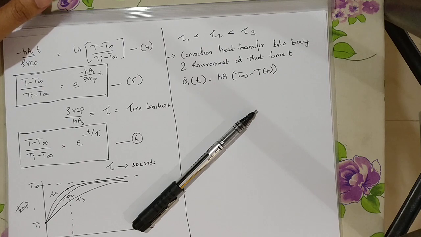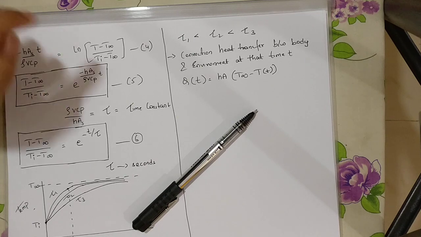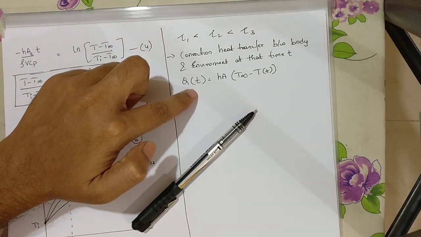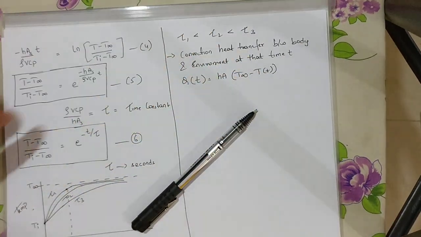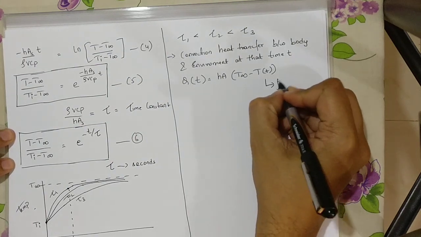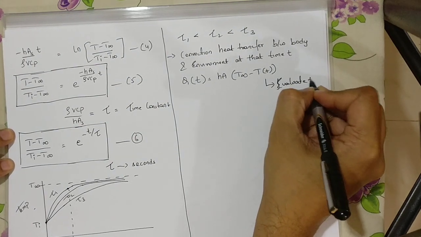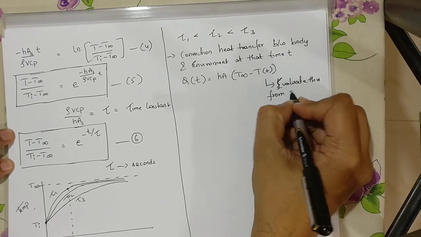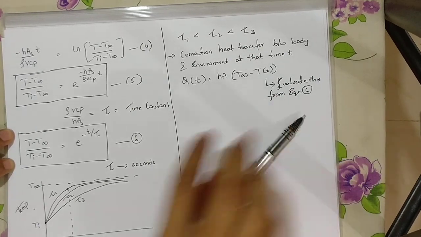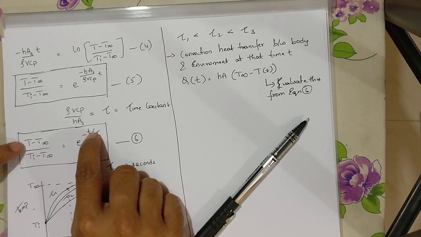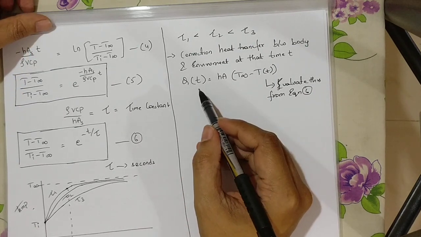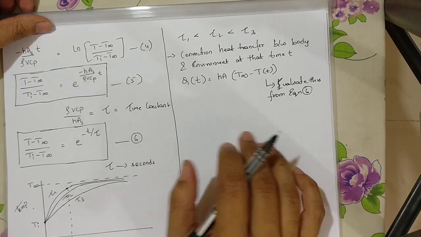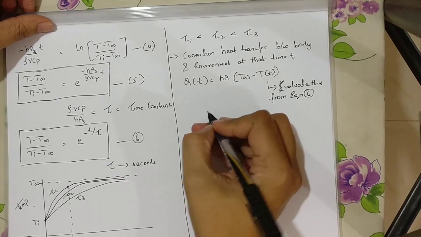So for example, if you want to find the convection heat transfer between the body and the environment at, say, 5 seconds, then Q at 5 seconds would be hA (T infinity minus T at 5 seconds). So we have to evaluate this T from equation number 6, right? From this we can find at t equal to 5 seconds what is the temperature of the body, and then substitute here. So we can identify the convection heat transfer between the body and the environment at that time, 5 seconds.